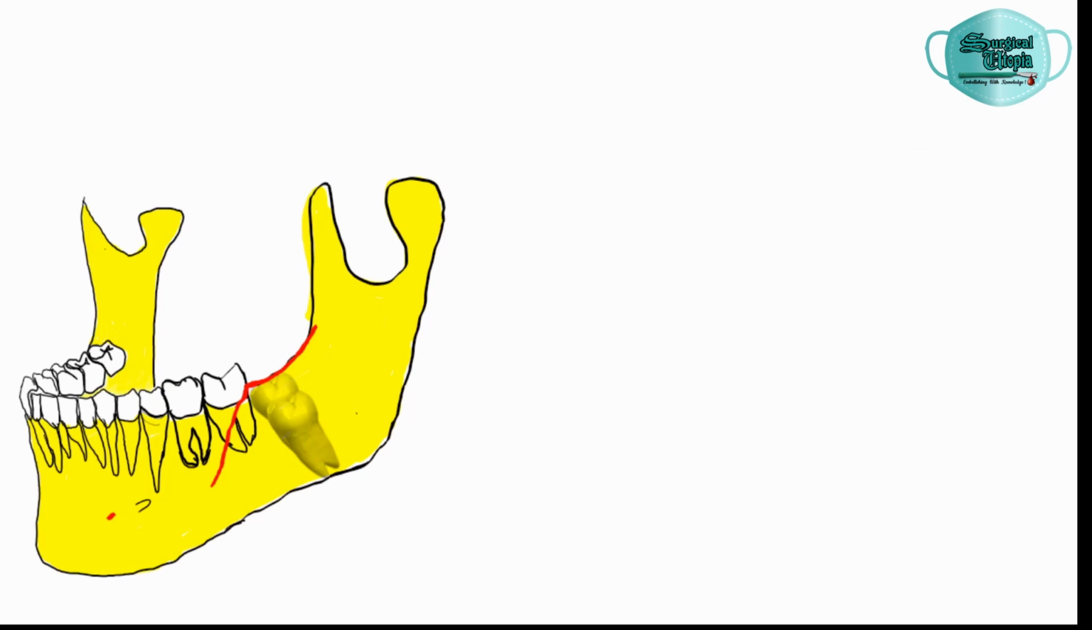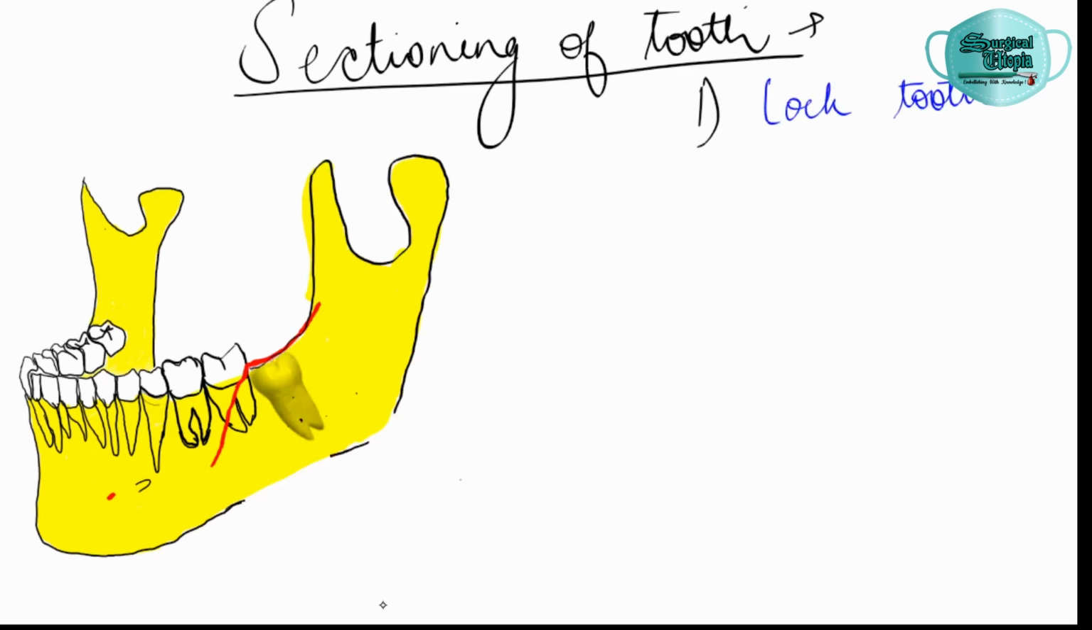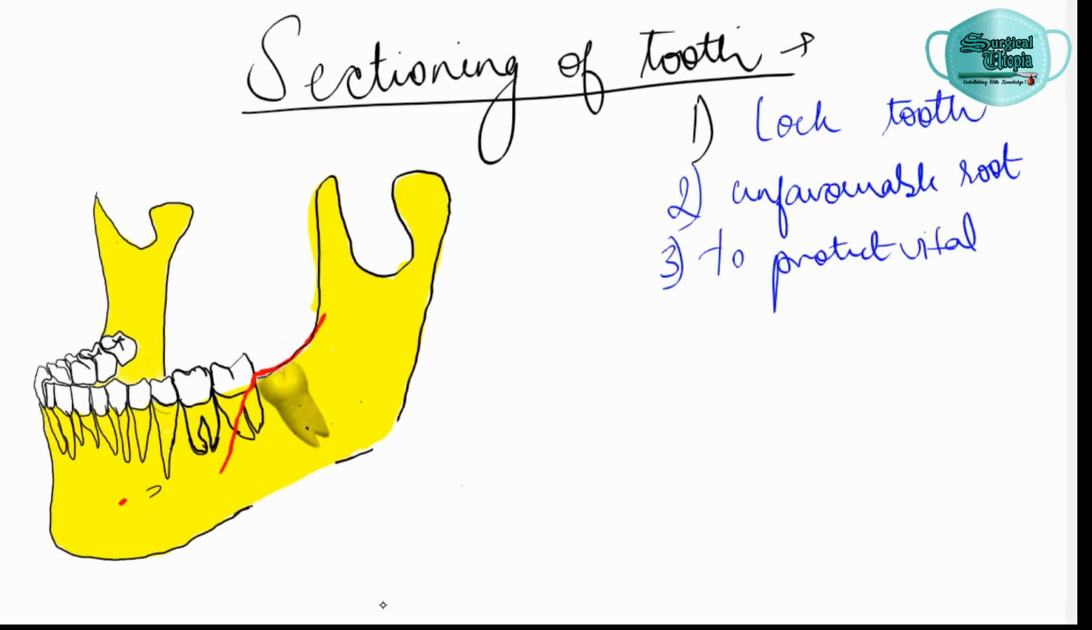So what are the indications for the sectioning of a tooth? First indication is in cases where the tooth is locked against the second molar, then sectioning of the tooth will be required. Second, in cases where there is unfavorable curvature of the roots. And third indication for sectioning is in cases where there is a need for the protection of an important structure, such as the inferior alveolar nerve in cases of mandibular molar.